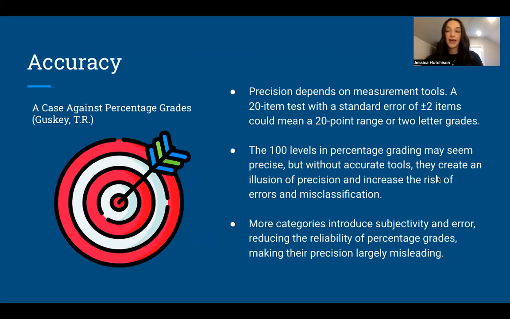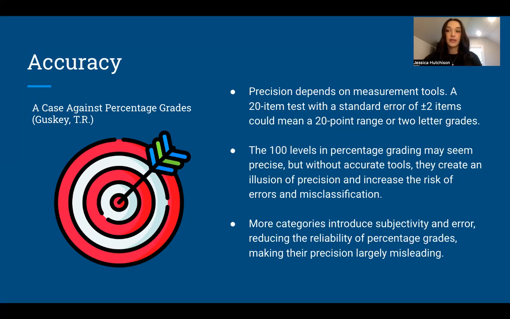The accuracy of any measure depends on the precision of its instrument. Measurement experts use the standard error of measurement to quantify precision, which indicates how much a score might vary if measured repeatedly with the same tool. For instance, if a 20-item test has a standard error of plus or minus 2 items, this could translate to a 20 percentage point range, or 2 letter grades.